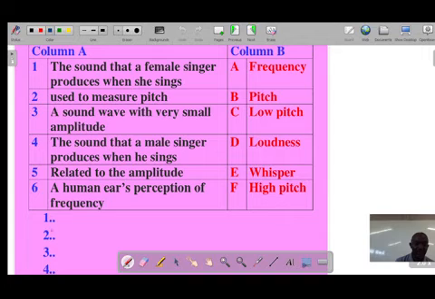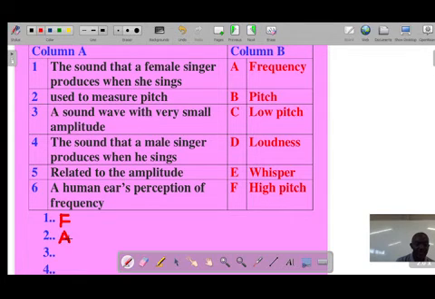So number one is F. And then what about number 2? It says used to measure pitch. Pitch, like I said before, we always relate to the frequency. So frequency is A in column B, so number 2 is A.